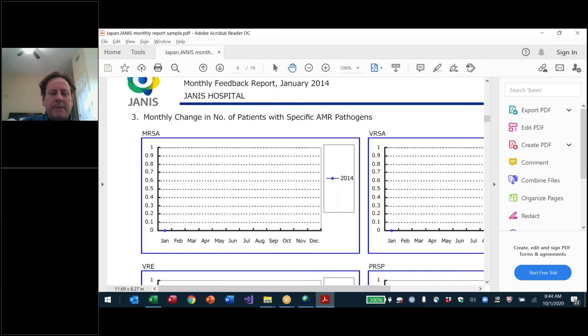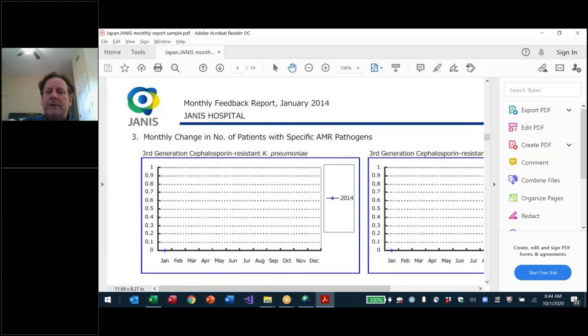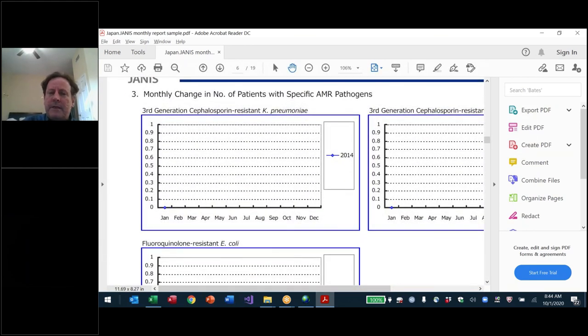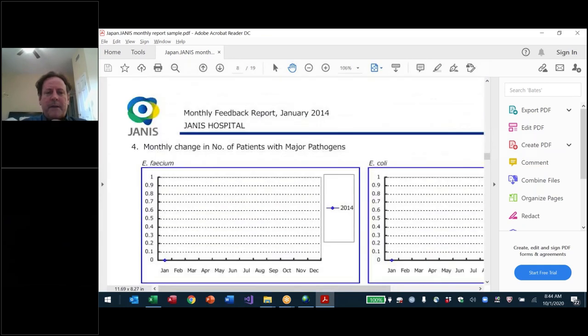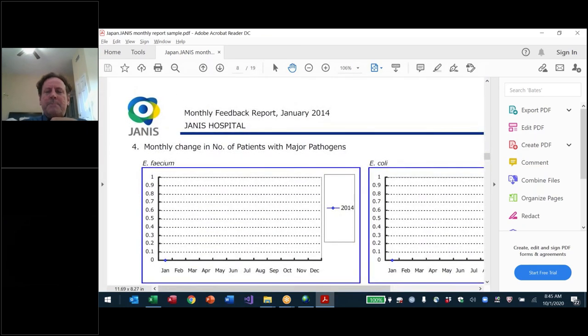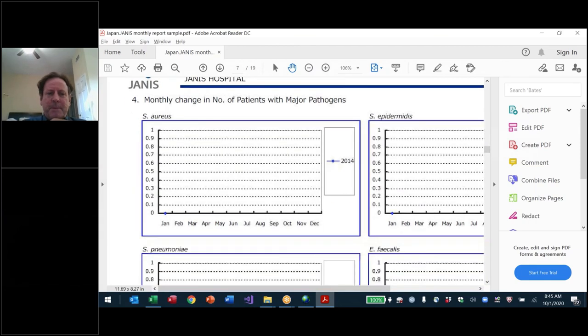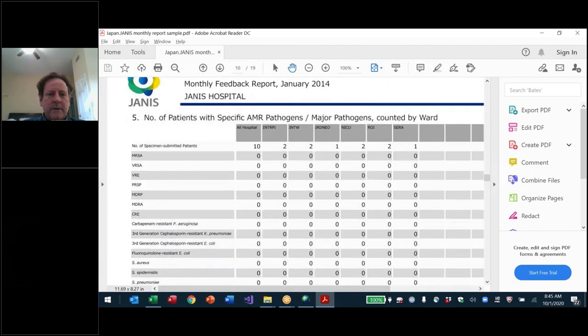And then some graphs, monthly change. So these are not real data. So in January, they had zero, February, they had zero, but these are only January data, MRSA. So you can see that trending over time. Part of that is for data quality checking. Part of that is for epidemiology, for example, a possible outbreak. That was by resistance. This is by species, Staph aureus.